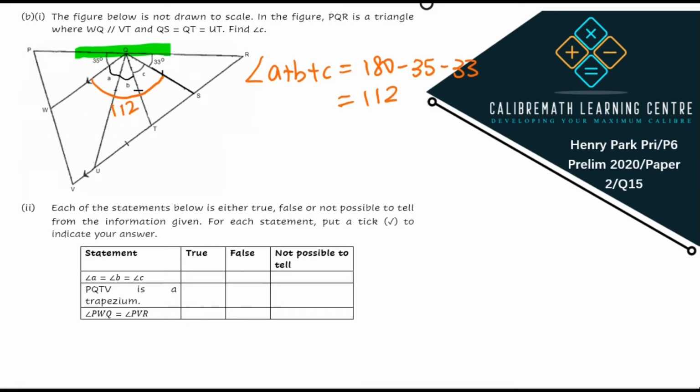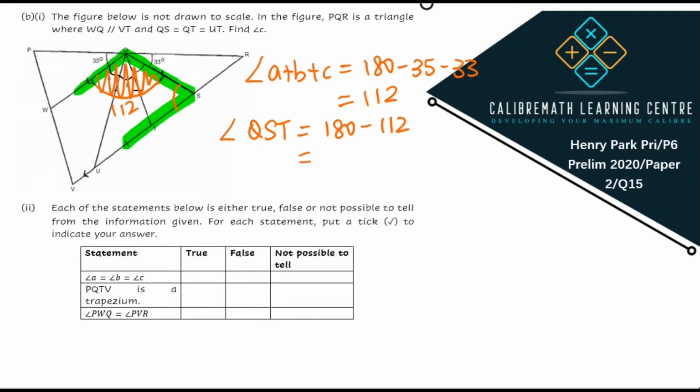Now next, by using our angle strategies, we will be able to identify this letter C over here. Now we know that the sum of angles inside the alphabet C makes up 180 degrees, which means to say this angle and this angle over here make a sum of 180 degrees. So to solve for angle QST, we can use 180 minus 112 degrees, which is 68 degrees. So let's indicate the 68 degrees over here.